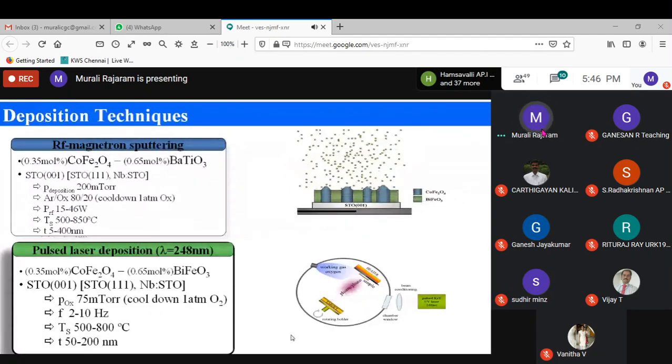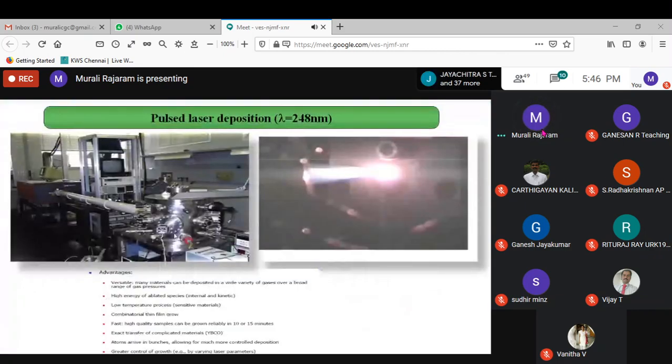Okay. So this is the PLD machine which we use in Barcelona, which is very simple equipment. This is the excimer laser. We have a chamber here. The laser comes in, and we are preparing samples in this chamber at very high vacuum and oxygen atmosphere. So the PLD has some advantages. It also has some disadvantages. I'm not going into that because of the time limit.